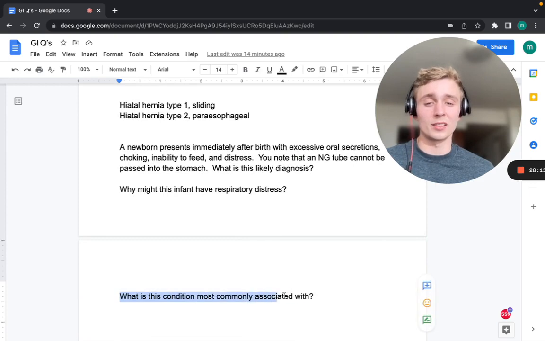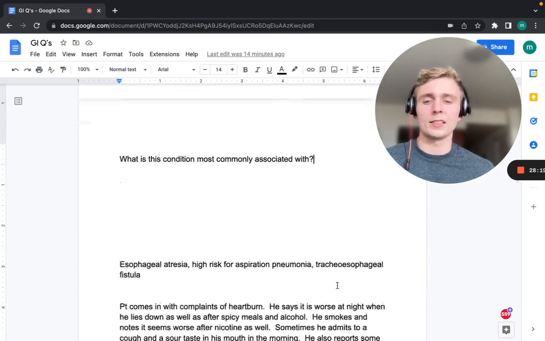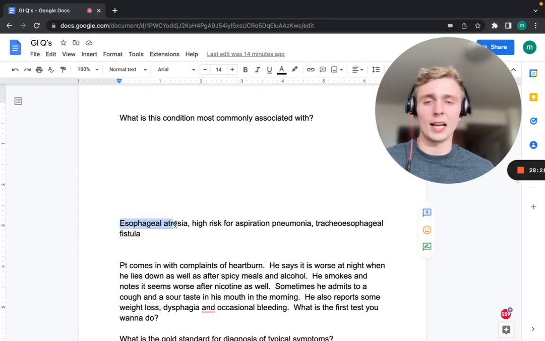And lastly, what is this condition associated with? That's going to be esophageal atresia, so lack of formation of the esophagus fully. There's a high risk of aspiration pneumonia, so that's what we want to be concerned for. Why is there a high risk of aspiration pneumonia? Of course, because nothing's going through and they're just coughing it back up, and that can go into the respiratory tract. But also, it's most commonly associated with a tracheoesophageal fistula.